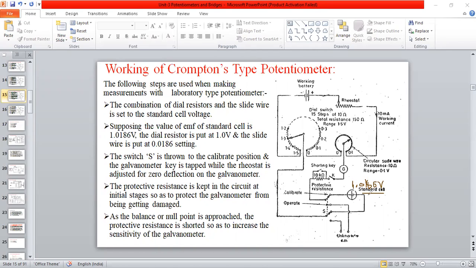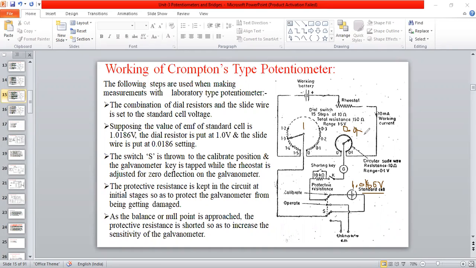It means that here 0 to 1.5 volt is there, and here 0.01 volt is there. So 1.0186 volt is the combination of these two. I will assume the dial value is 1 on the upper side, and 0.0186 is the slide wire voltage, by setting the values like this.